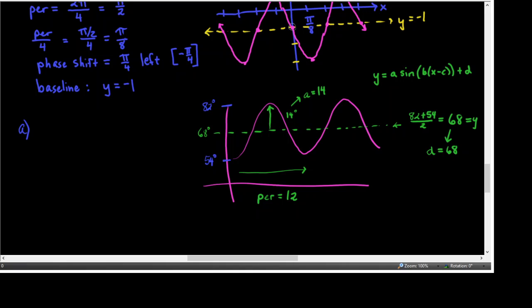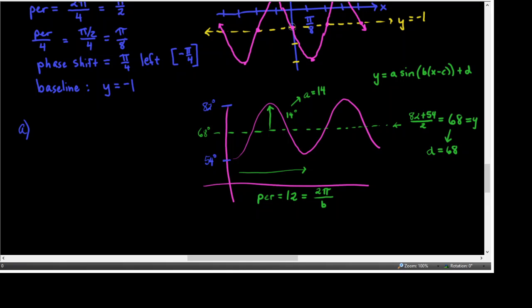So that does not give me b directly. This is the hardest part of this, to be quite honest, is finding b. You can identify the period, but you have to remember that the period is calculated by taking the regular period for sine, which is 2 pi, and dividing it by the absolute value of b. And again, we're going to assume b is positive, so I'm just going to put b there.